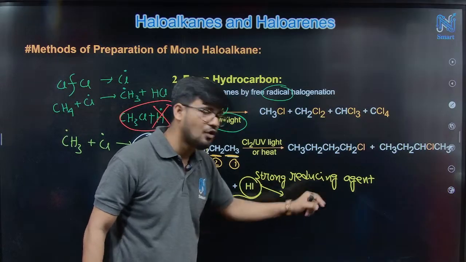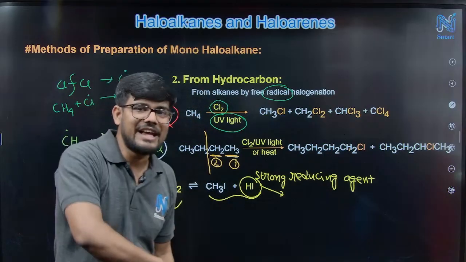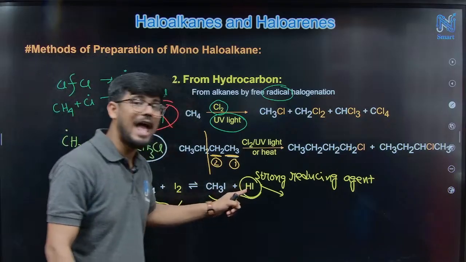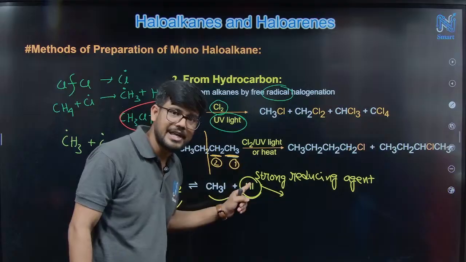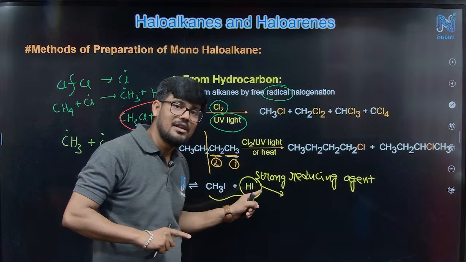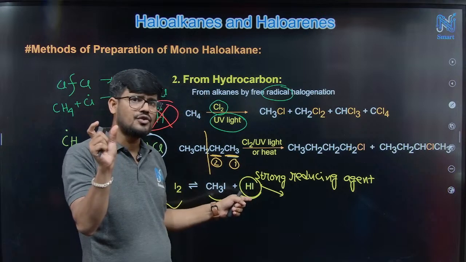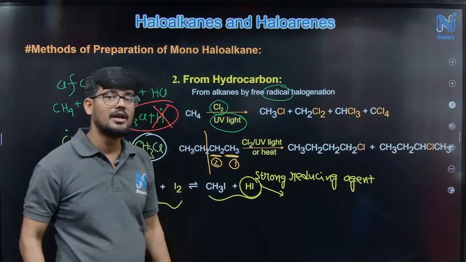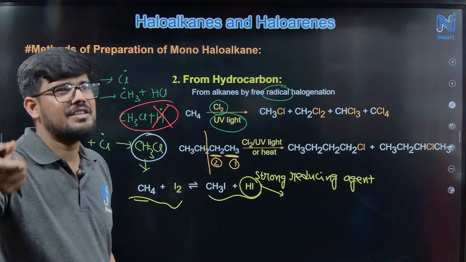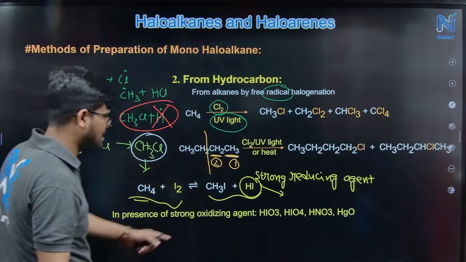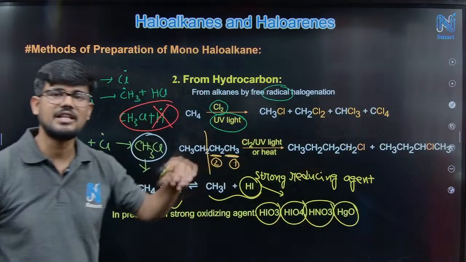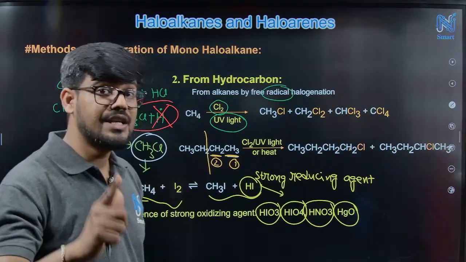Just now I said HI is a strong reducing agent, so in the reaction medium you have to add a strong oxidizing agent. That strong oxidizing agent will react with HI and destroy it. Now what are the examples? Just now we studied that strong oxidizing agents are iodic acid HIO3, HIO4, HNO3, HgO. These are examples of strong oxidizing agents.